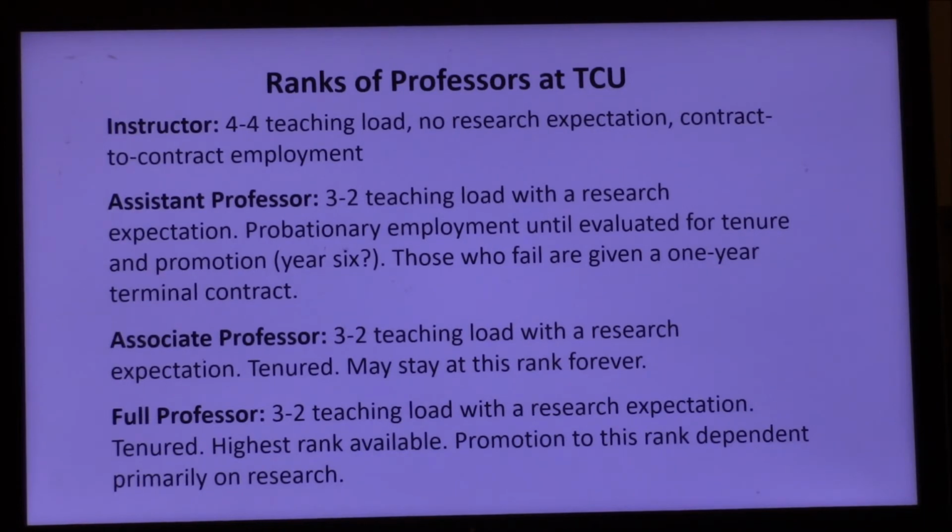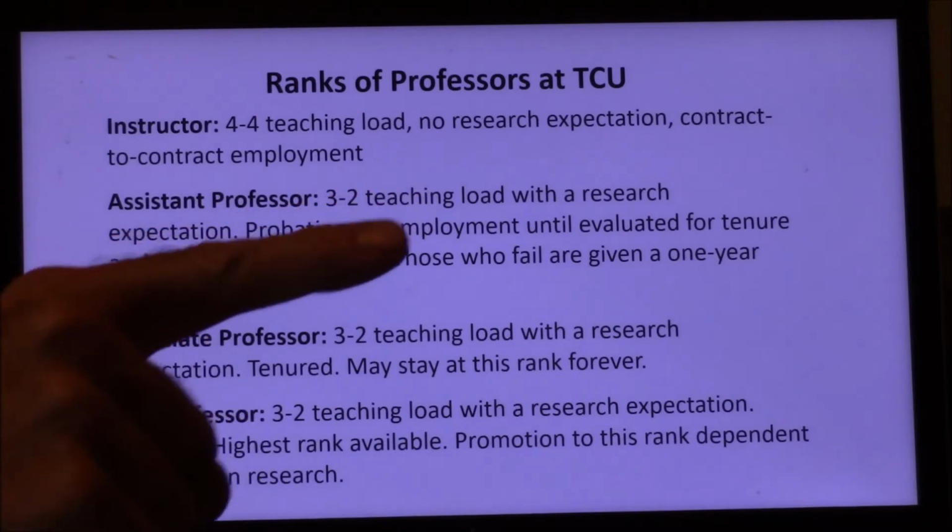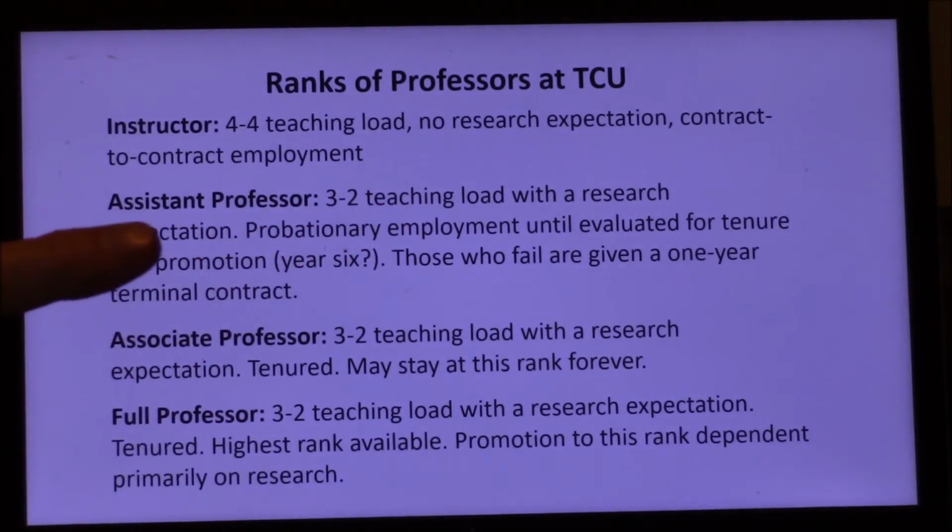Then there's assistant professor, associate, and full. These next 3 are all kind of related. This is a different job track. So you could come into the Econ department at TCU as an instructor, or you could come in as an assistant professor. Assistant professor has a 3-2 teaching load, which means 3 one semester and 2 the next, with a research expectation.